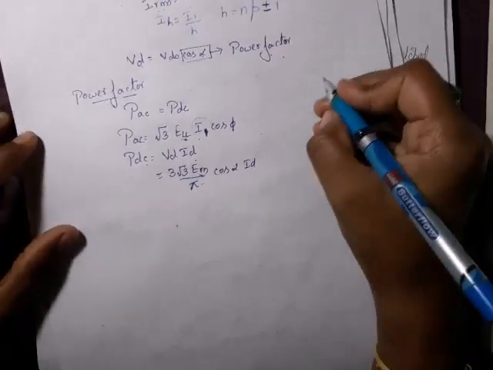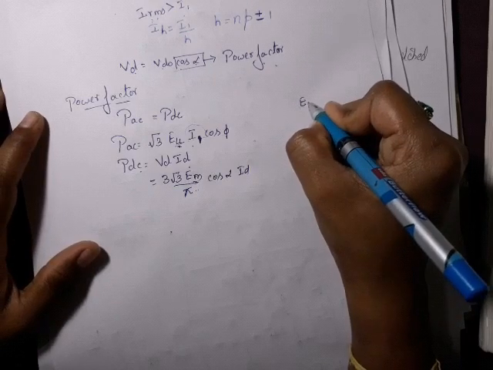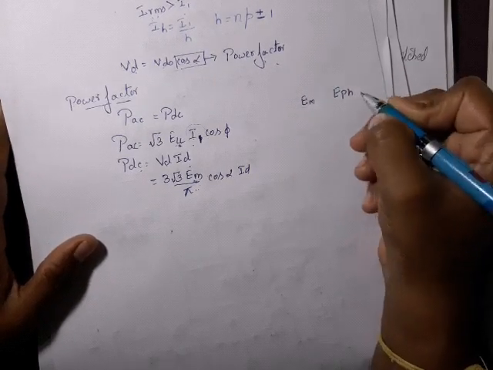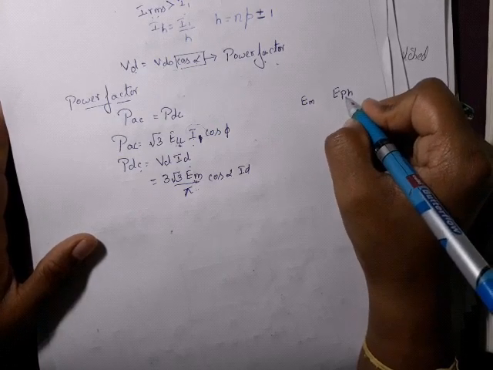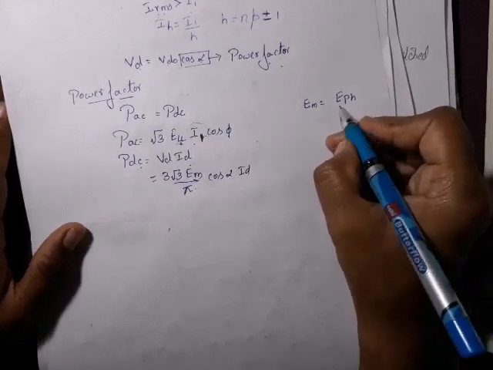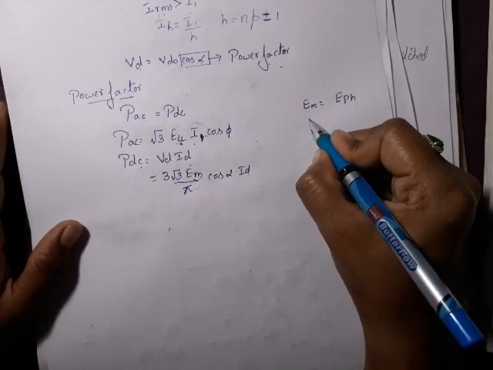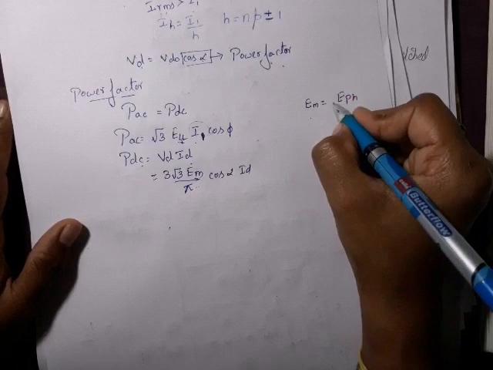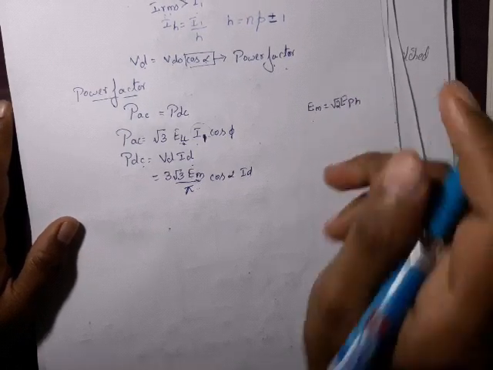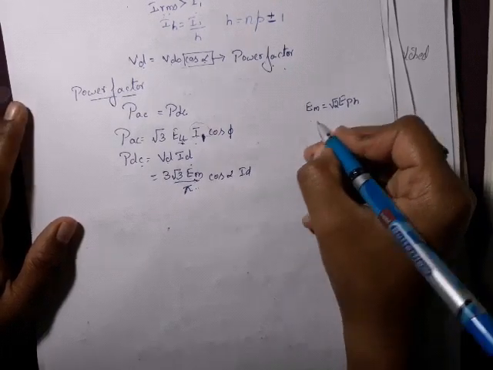For that, we have a relationship between maximum value and phase value. Phase value is nothing but the RMS value of that particular phase. So what is the relation? ERMS is equal to EM by root 2. So I can write EM is equal to root 2 times ERMS. That is the phase voltage of that particular phase.